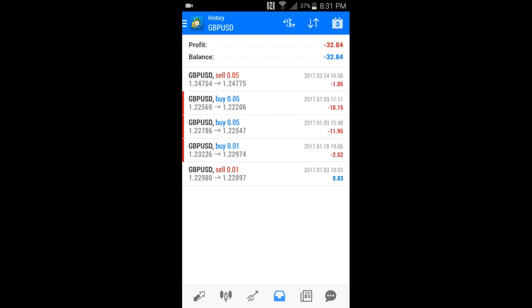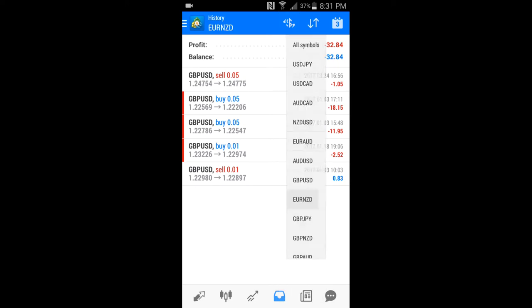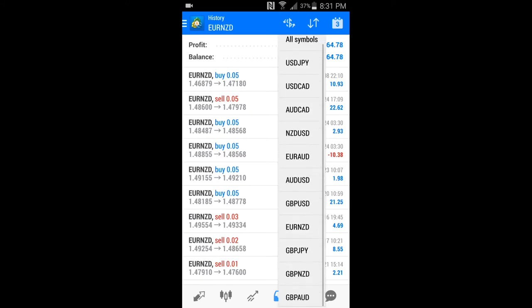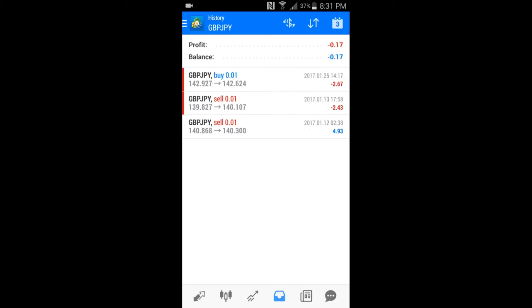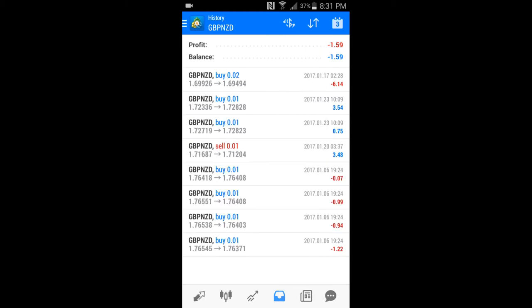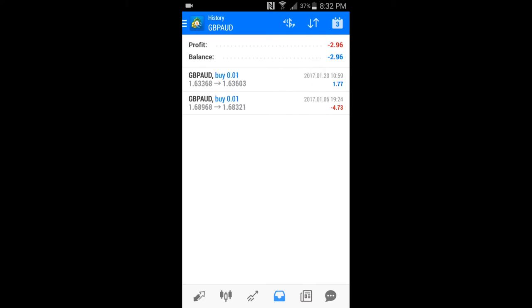Pound US, NL, $32.84. My nemesis right now, but I don't trade it that much. Euro New Zealand, 64.78. Pound JPY, negative 17 cents. Pound New Zealand, negative 159. And the pound Aussie at negative 296. All right, traders, so that's just the one account. So we're going to switch over to the other ones.